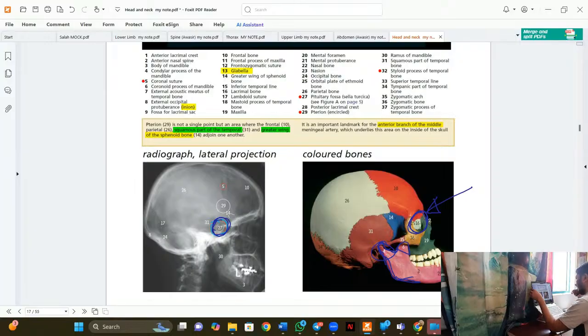30. This is 30. Ramus of the mandible. Good. 3.